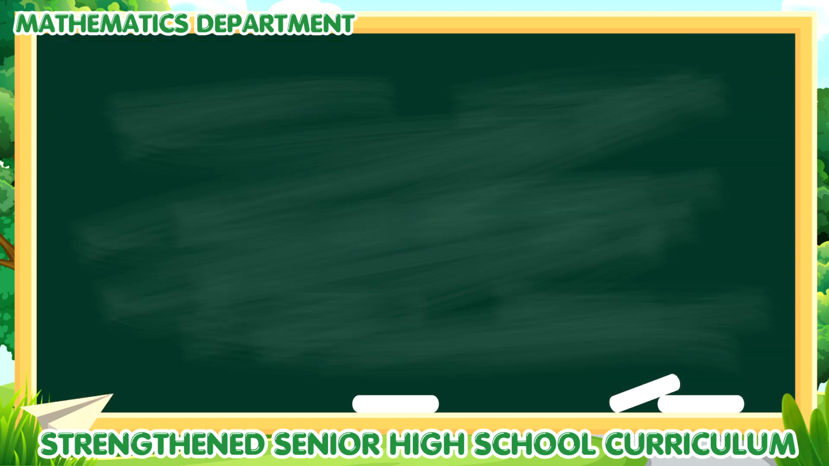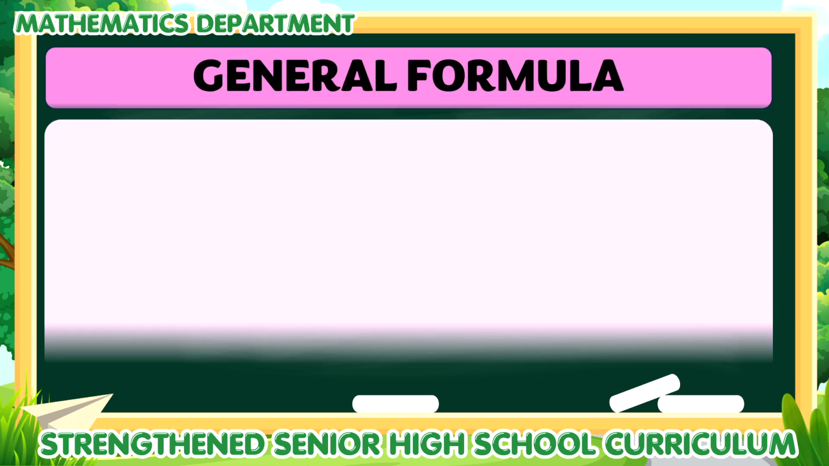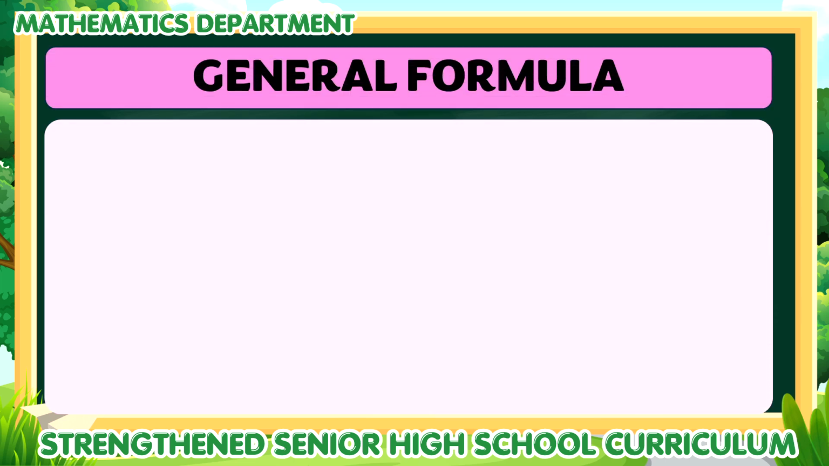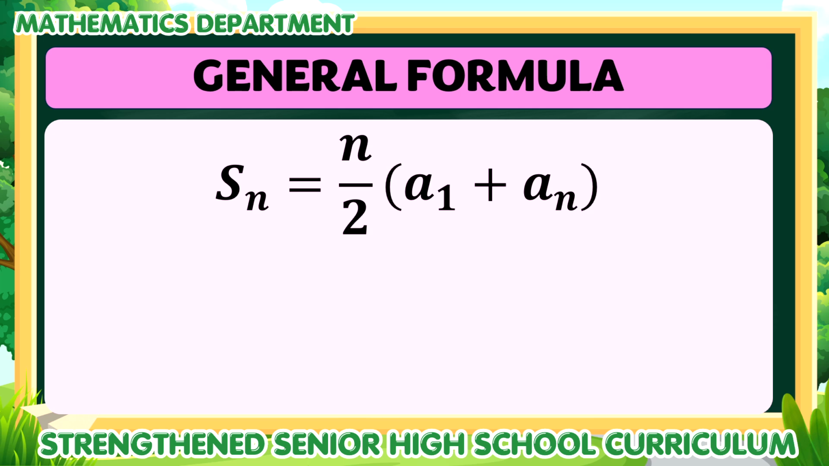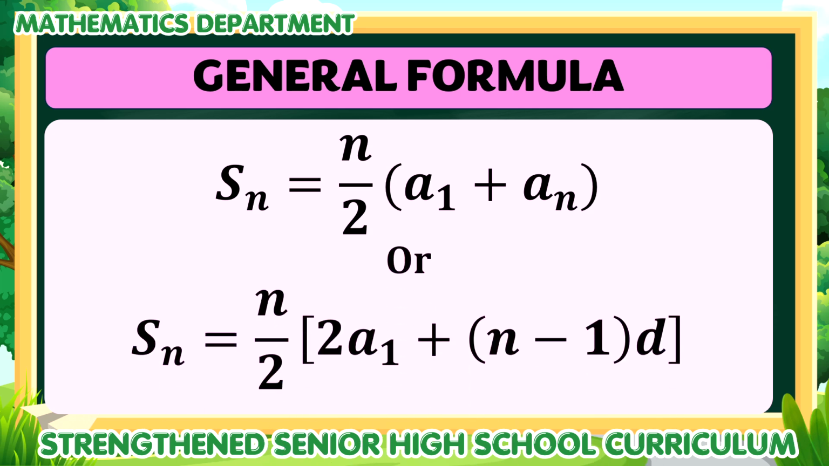To make adding terms easier, we will be using the following formulas. The sum of the first n terms of our arithmetic sequence is given by the formula S sub n is equal to n over 2 times (a sub 1 plus a sub n), or you may also use the formula S sub n is equal to n over 2 times the quantity of (2 times a sub 1 plus the quantity of (n minus 1) times d).